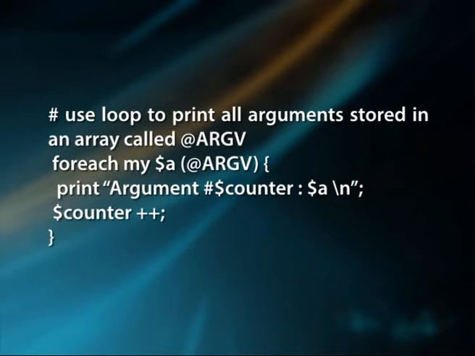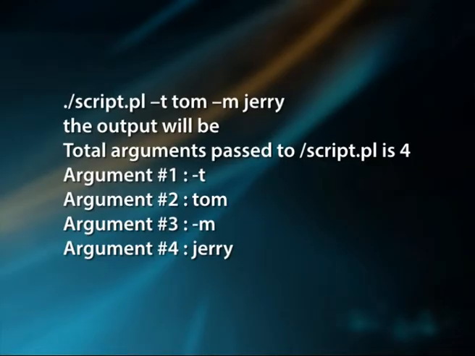Use a loop to print all arguments stored in an array called @ARGV. foreach my $a (@ARGV) { print "Argument $counter $a\n"; $counter++; }. If it is executed as ./script.pl -t tom -m jerry, the output will be: total arguments passed to ./script.pl is 4, argument 1 -t, argument 2 tom, argument 3 -m, argument 4 jerry.